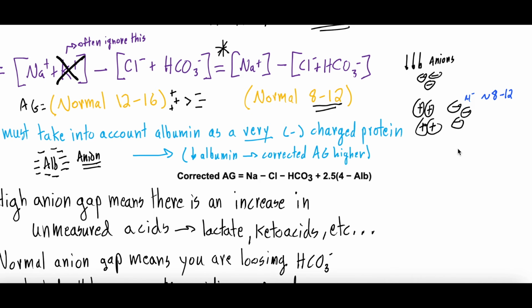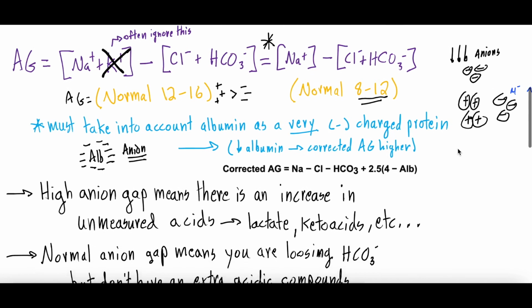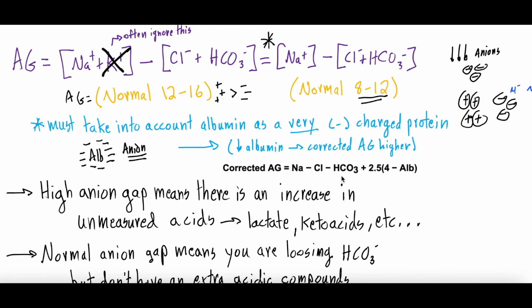So you always have to correct for low albumin. The correction equation is: sodium minus chloride minus bicarb, plus 2.5 times (4 minus albumin). 4 is the normal albumin concentration. So it's essentially the anion gap equation with a little addendum, 2.5 times 4 minus the albumin. So if the albumin is 2, and normal albumin is 4, 4 minus 2 equals 2, and 2 times 2.5 is 5 total. You'd add that onto the anion gap.